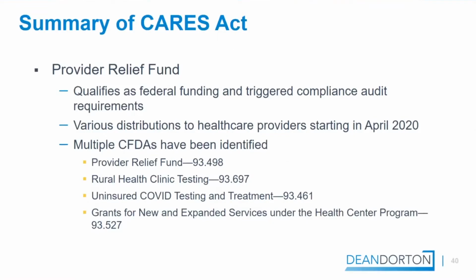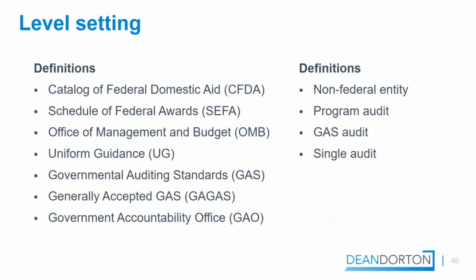So from a grant perspective, the provider relief funds are considered a government grant, and so you're required to have some audit procedures performed around it. When the government provides a grant, they assign it a CFDA number, and we're going to go through that definition in a moment. The provider relief funds were assigned CFDA number 93.498. And so let's do some level setting here.